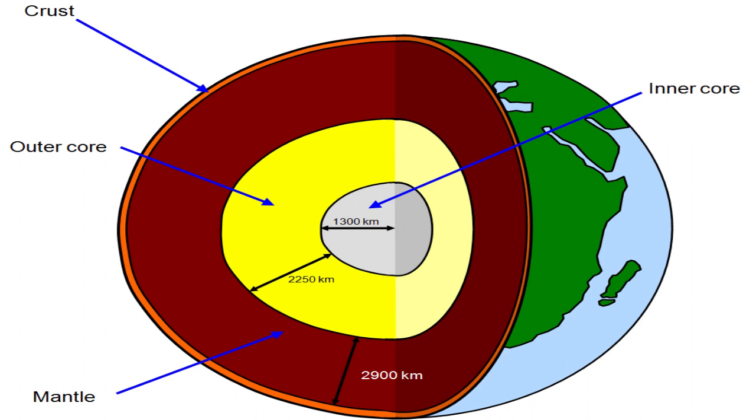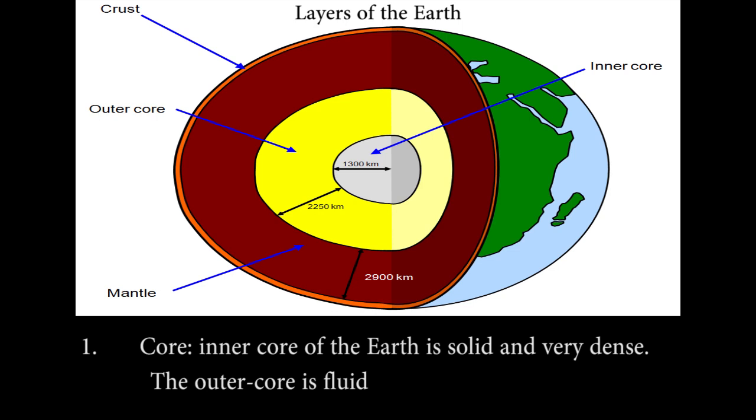Whenever you come across an image that's been cut, and you view it from the side, just the same as this diagram, that's called a cross section. Okay, so the layers of the Earth. We are going to start looking at it from the inside out. The core, which is the innermost part of the Earth, is very solid and very dense. The outer core is fluid.